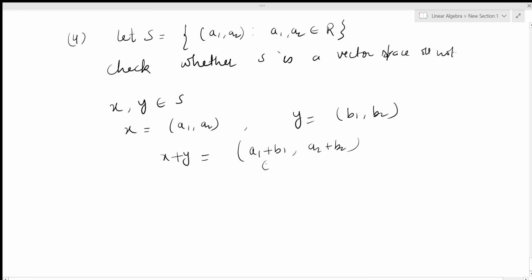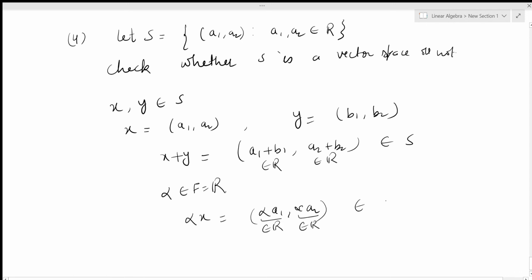This also belongs to real numbers, this also belongs to real numbers. That means x plus y belongs to S. And if we take some scalar alpha from F, where F is R here, and multiply alpha with x, you get alpha a1, alpha a2. Sorry, this is a two-length vector. Alpha a1 belongs to real numbers, alpha a2 belongs to real numbers, that means this belongs to S. So now our two closure properties are satisfied.